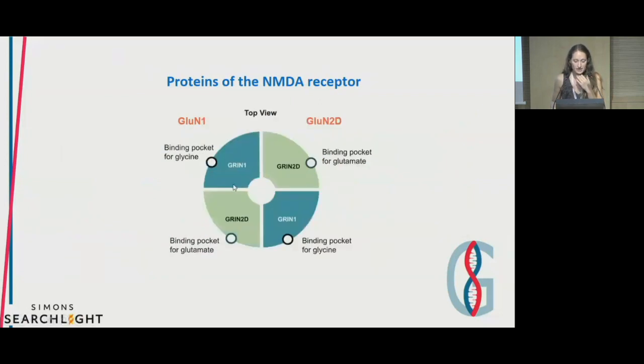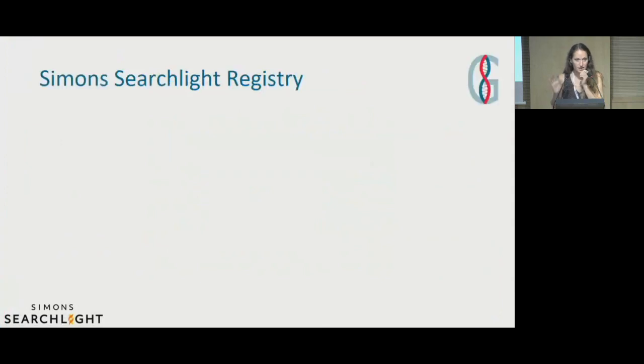And I'm just showing an example with GRIN2D, to make sure that they're included in how this structure comes together. And this is just another example of how this NMDA receptor could be made at the synapse to receive these molecules. So that was really digging into some of the basic science.